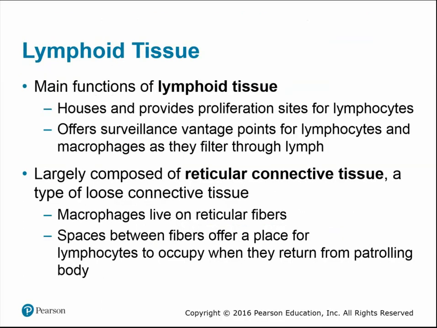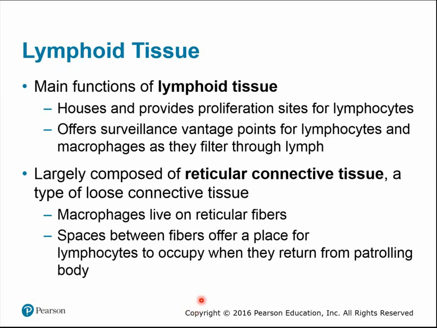So some other functions of lymphoid tissue include providing a house for these lymphocytes as well as a place for them to proliferate or divide and multiply. It's also going to serve as a surveillance vantage point for these lymphocytes and macrophages because remember the lymphatic system is going to filter the lymph fluid before we return it to circulation. So any pathogens, bacteria, whatever that are in that fluid, right, will pretty much just be delivered to these immune cells in the lymph nodes, right, as they travel through the lymphatic system.